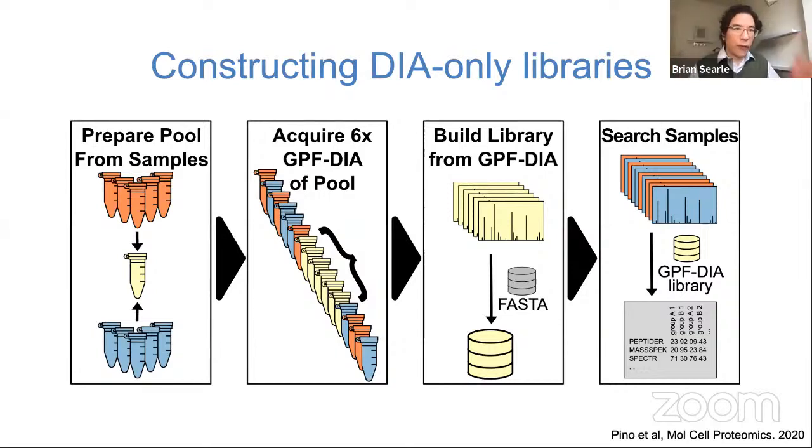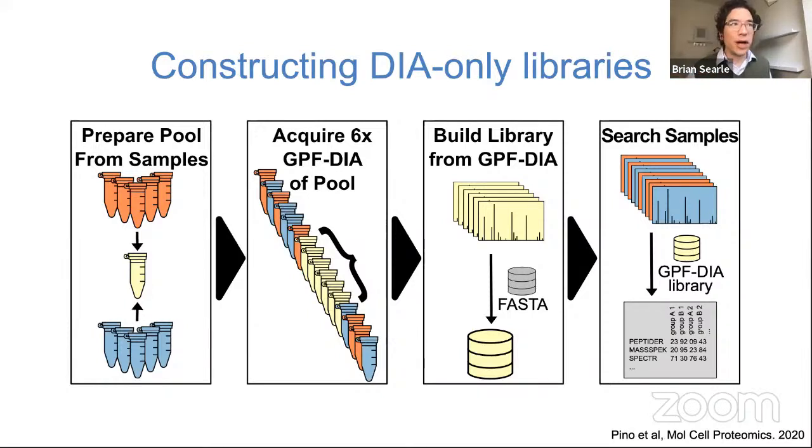Instead of going from 400 to 1,000, you're going from 400 to 500. And the second injection, you're going from 500 to 600, 600 to 700. Everything is exactly the same. That's what makes it great for building libraries, because all your fragmentation patterns are exactly the same. It's the same matrix, so all your retention times are very precise.